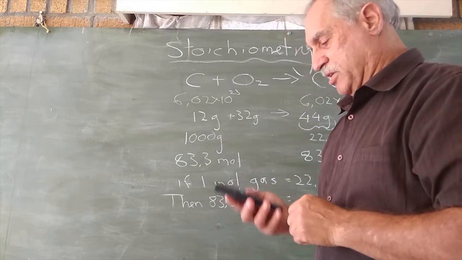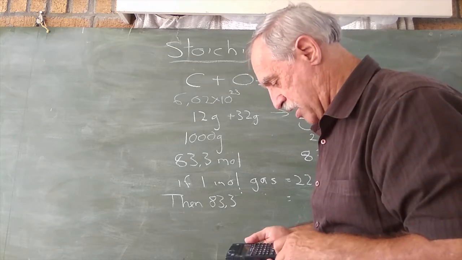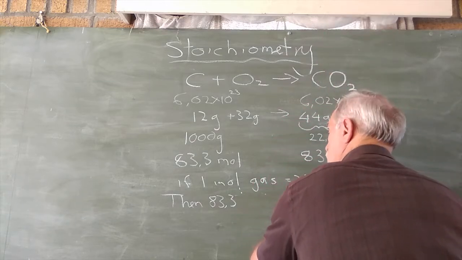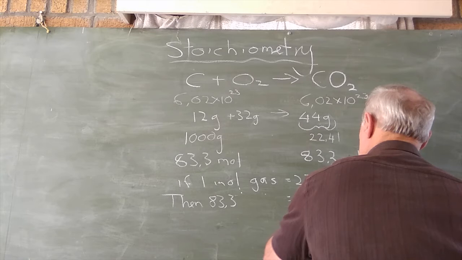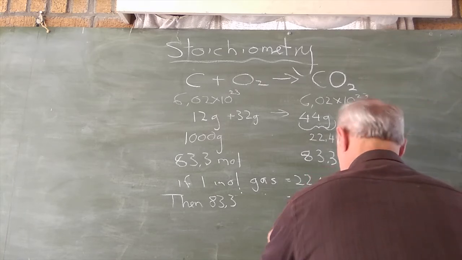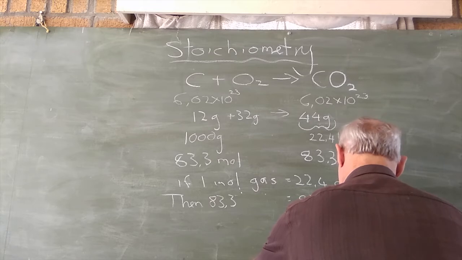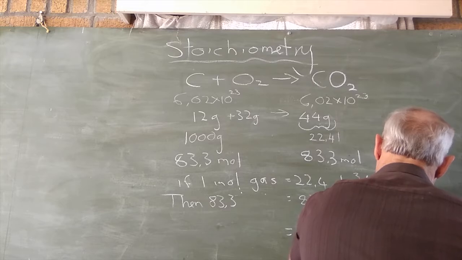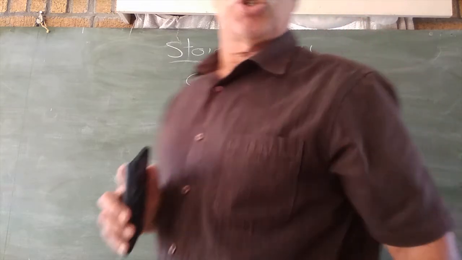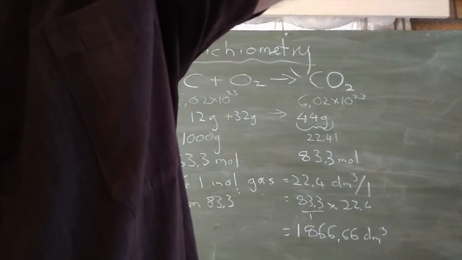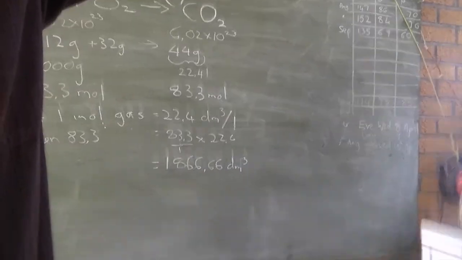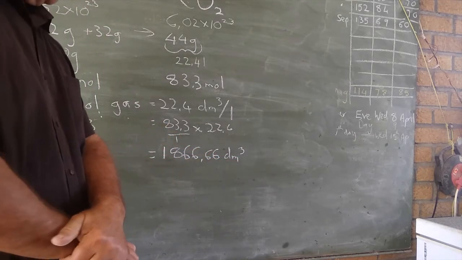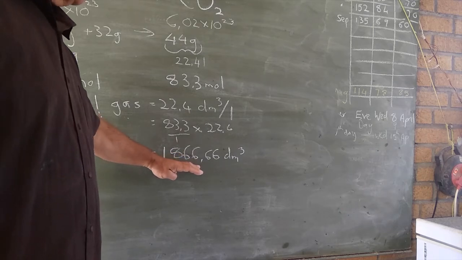Multiplying by 22.4 will tell us that we now have 1866.6 equals 83.3 upon 1 times 22.4 equals 1866.6 decimeters cubed of CO2. So our barbecue, or our braai, has produced 1866 liters or decimeters cubed of CO2 gas.